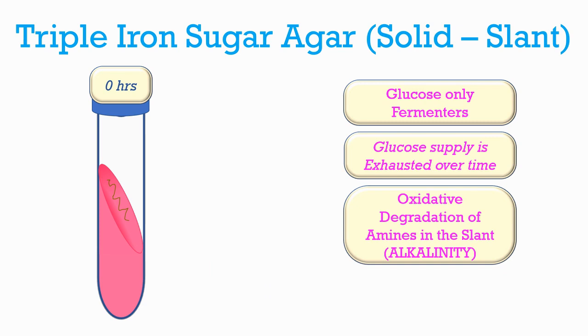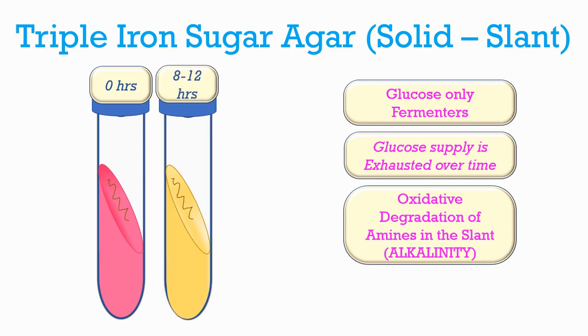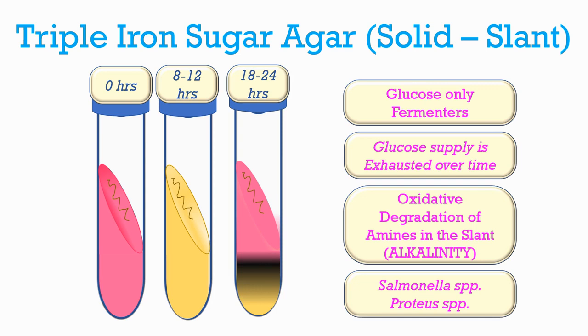Some bacteria ferment glucose only, but they also produce H2S in addition. So they will have yellow media at 8 to 12 hours that will turn pink at the slant at 18 to 24 hours, and the butt develops black color by H2S production. Example of such bacteria are Salmonella and Proteus species.